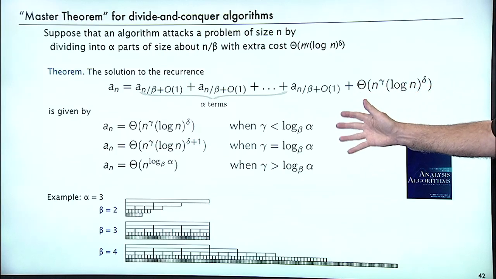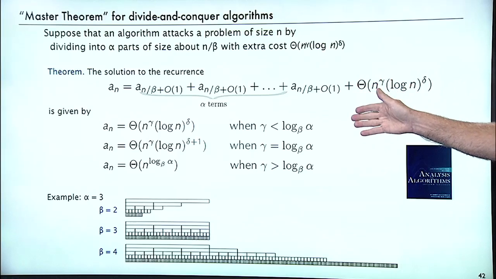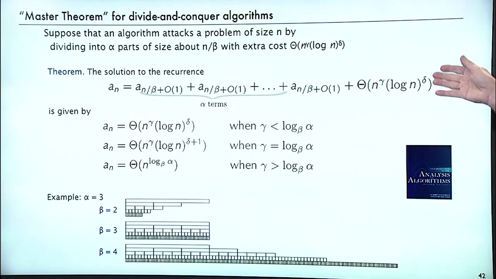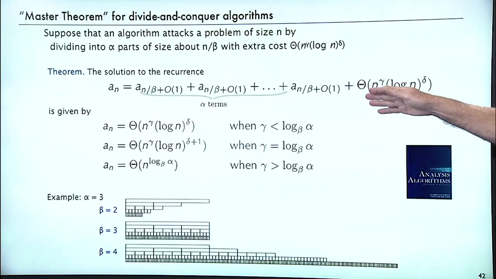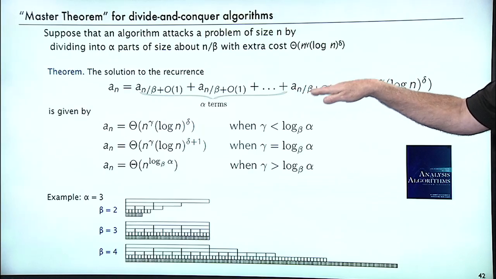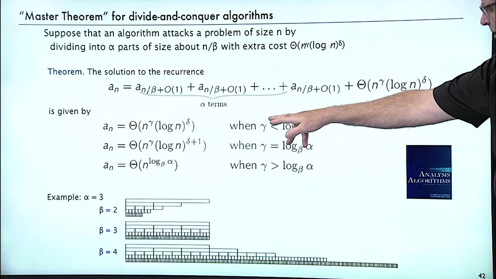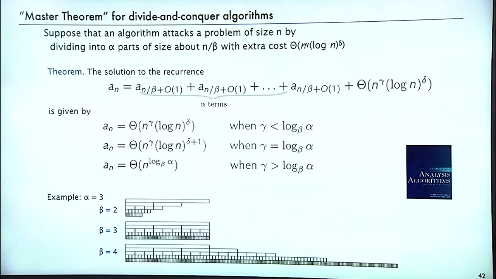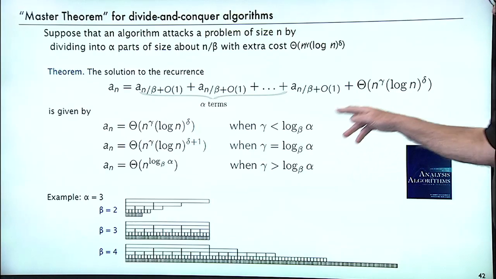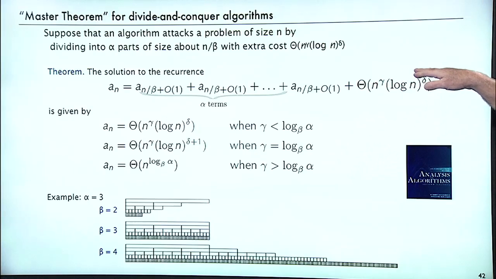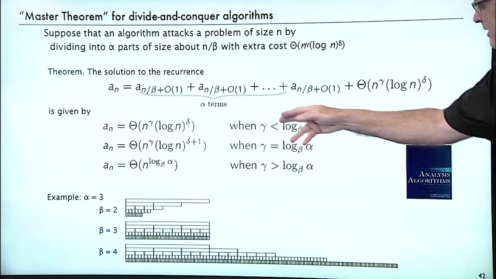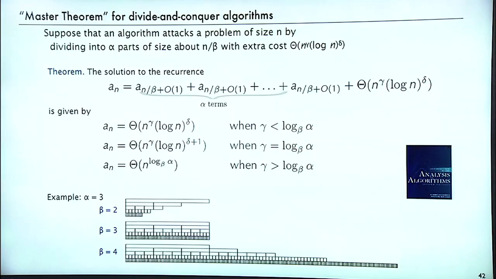In what the solution is, there are 3 different cases. If gamma is small compared to log base beta of alpha, it's n to the gamma log n to the delta. If it's equal, then there's an extra factor of log n. And then if gamma is big, so that means the extra cost is big, then that's going to dominate and it's n to that power.